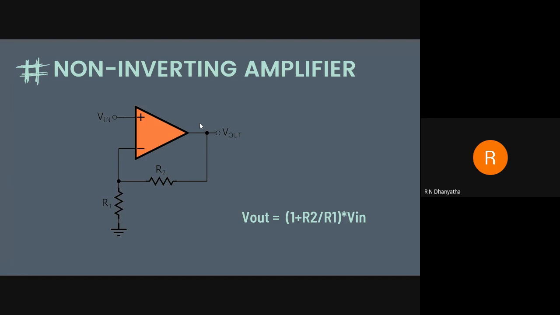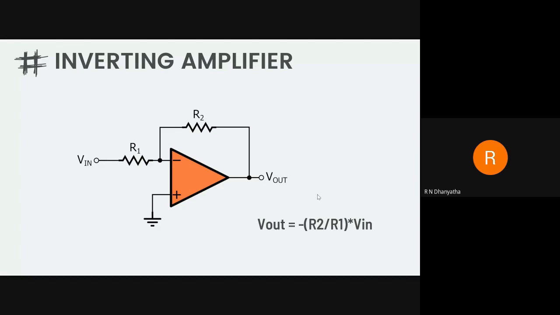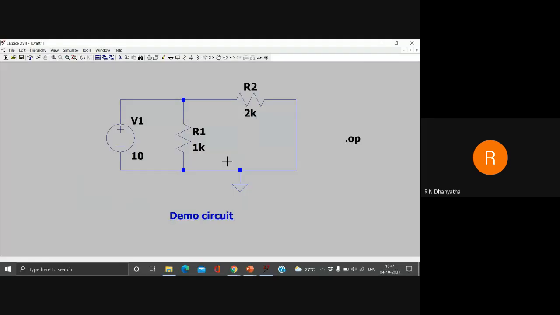Before we get started, just make a note of the output for the non-inverting amplifier. It is simply 1 plus R2 by R1 times the input voltage, where R2 is the feedback resistor, whereas for the inverting amplifier it is negative of R2 by R1 times Vin. Here the negative symbol symbolizes that the output waveform is 180 degrees out of phase with the input waveform. So without wasting any of our time, let's get started.